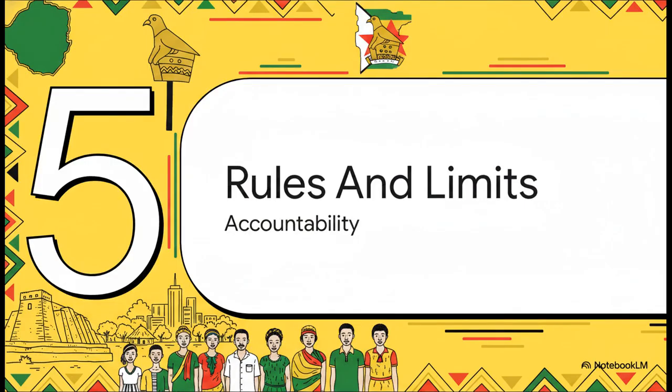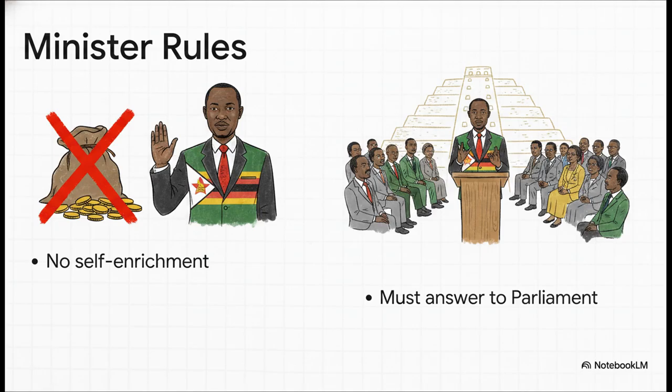Finally, let's look at Part 5, Rules and Limits. This is a crucial part of Chapter 5. What happens if the leaders break the rules of the household? Because remember, nobody is above the law. Sections 106 and 107 are super clear on this.